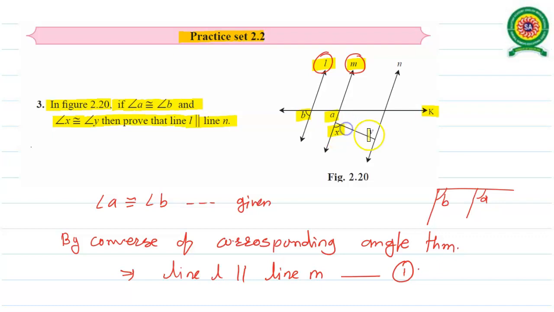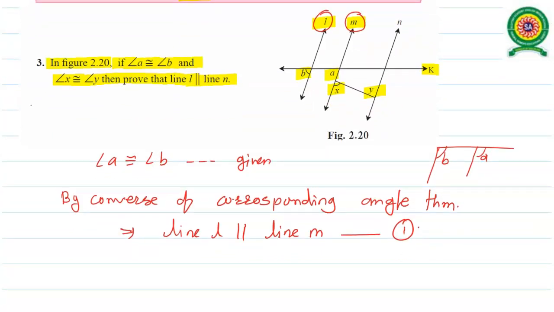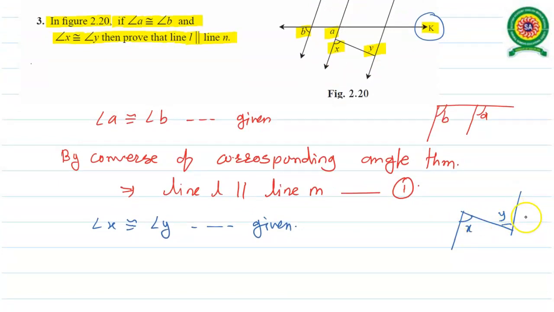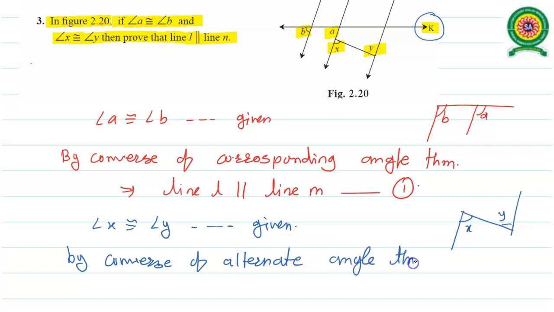Now look carefully, we are given that X and Y are congruent, and as per the figure, there are two lines, M and N, with transversal K. Those two angles formed in the shape of a Z are known as a pair of alternate angles, and we are given that the alternate angles are congruent. Once we have two lines and a transversal, and a pair of alternate angles are congruent, then by the converse of the alternate angle theorem the given two lines, line M and line N, are parallel.